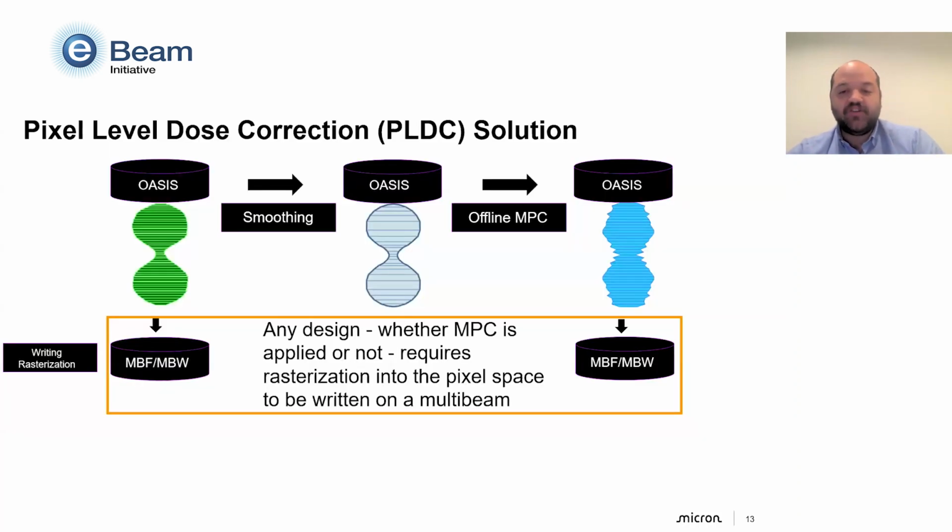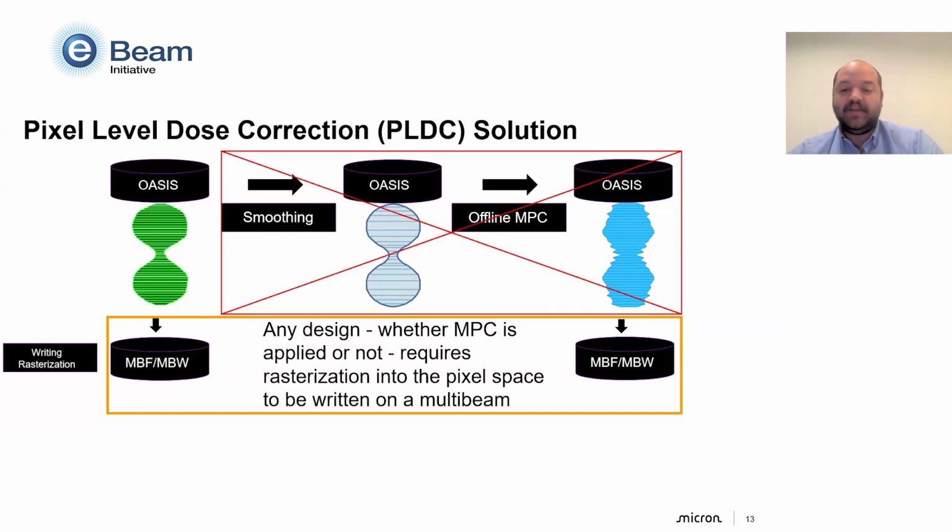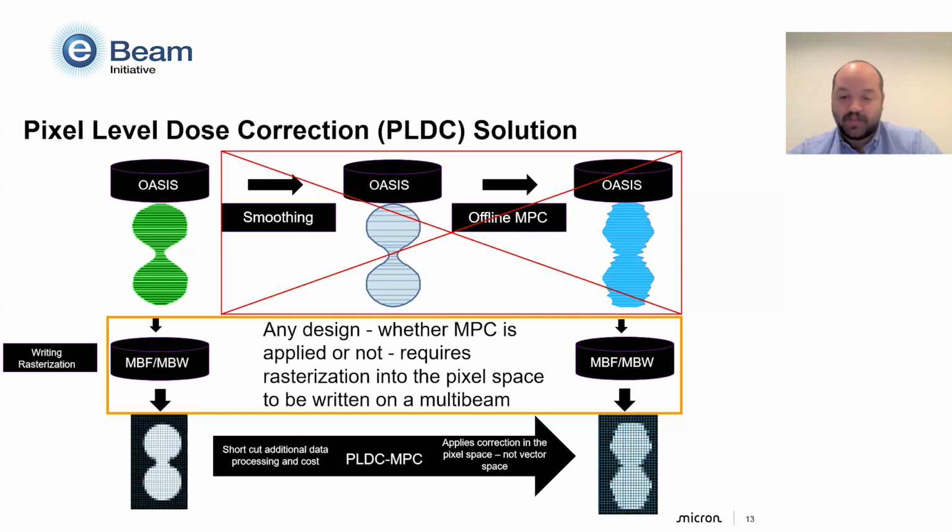Multi-beam writers function by having an array of beams exposing areas of patterns simultaneously. The stitching and overlap of these beams to create pixels is fundamentally a rasterizing process. Regardless of the MPC process, a figure must be rasterized into pixel space. NuFlare technology and D2S have proposed that rather than perform MPC corrections in vector space, which must then be pixelated, perform the computation in pixel space.